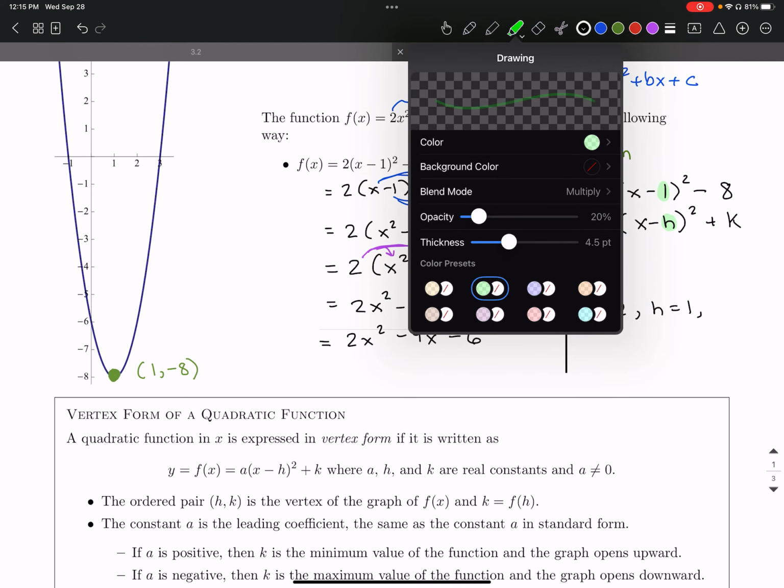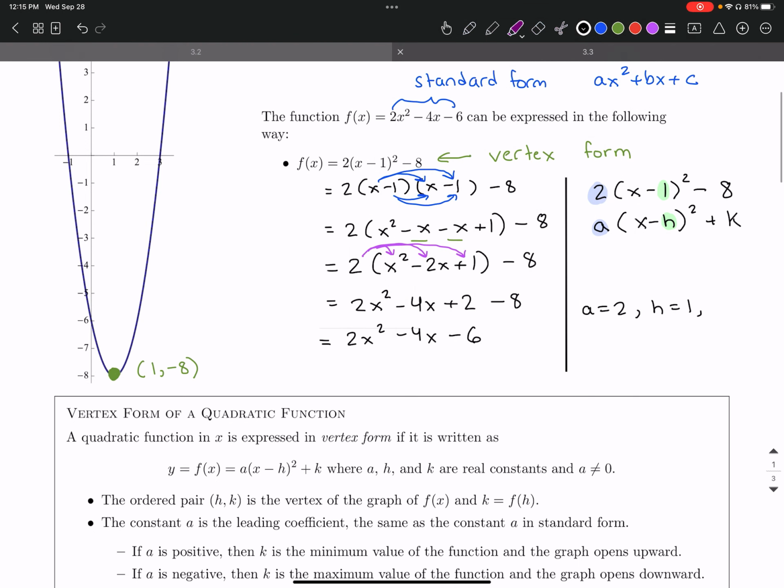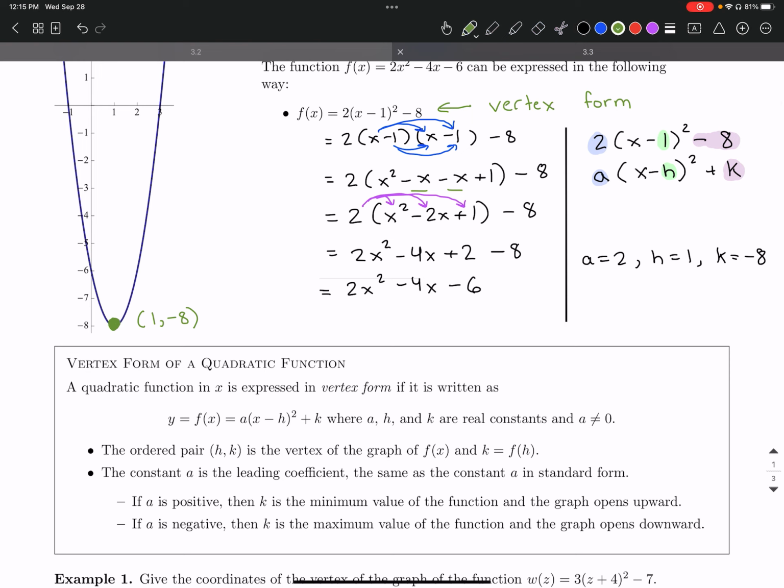And then finally, playing the role of k is going to be whatever number we have after our parentheses and squaring. So the number we add on, you would add on negative 8, which is the same as subtracting 8. This is going to be playing the role of our k. And it's no coincidence here that if we group h, k together, that gives us our vertex (1, negative 8), which matches what we see on the graph.